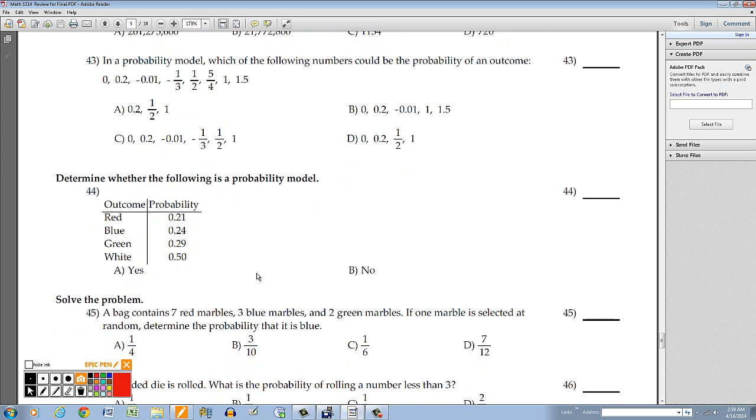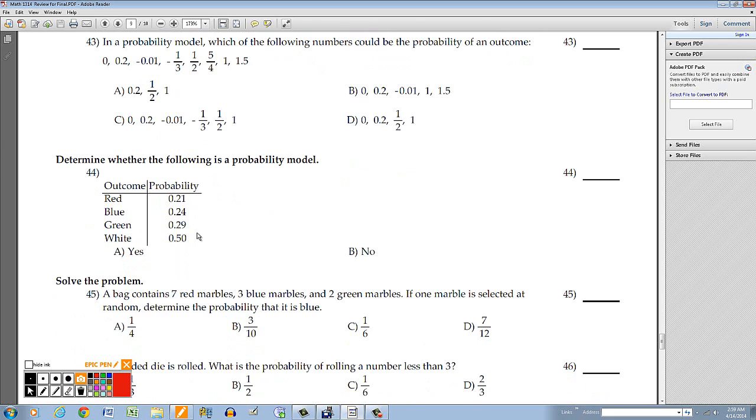Okay. Number 44. Determine whether the following is a probability model. Okay, it's going to be a probability model, obviously, if the probabilities fall between 0 and 1, including 0 and 1. Okay, these are okay. But for it to be a probability model, the total probability has to be 1. So if you add these up, the total here is going to be larger than 1. So for number 44, the answer is no.